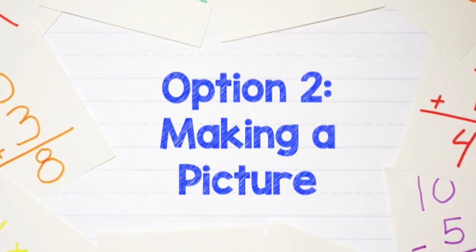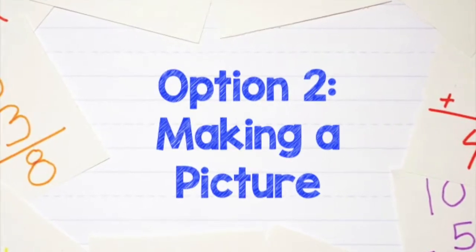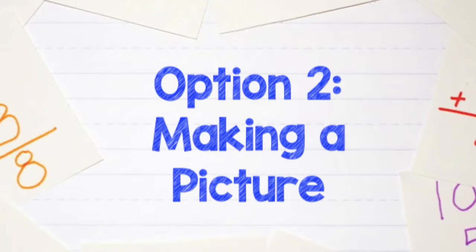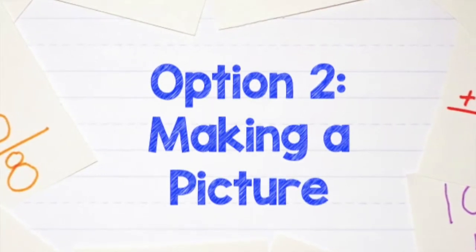ABC, easy as 1, 2, 3. Simple as do, re, mi. ABC, 1, 2, 3, baby, you and me.